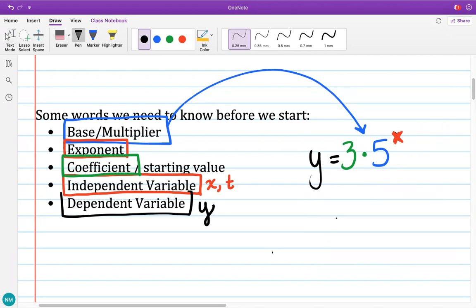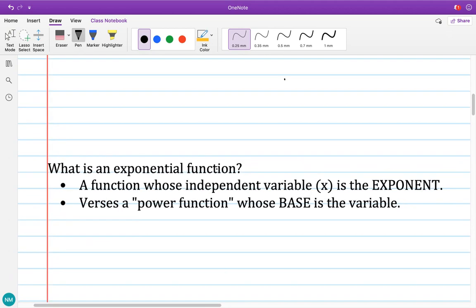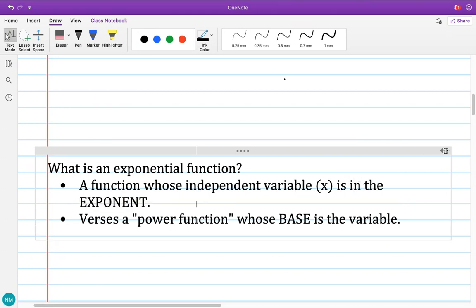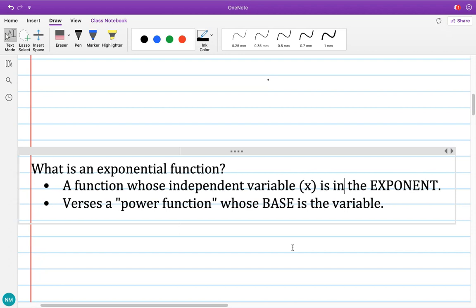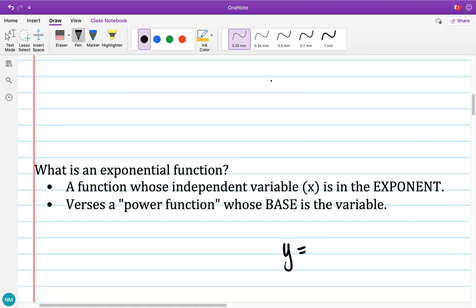I will be using those words throughout the entire unit, so it's important that we understand what those are. What is an exponential function? An exponential function is a function whose independent variable is in the exponent. It is not always just the independent variable, right? So you can have something like y equals 5 to the 2x. That is still exponential. The independent variable is inside of the exponent.